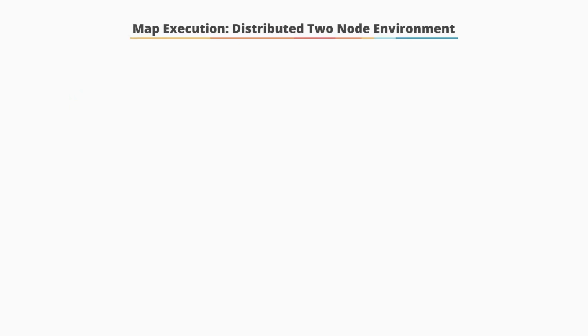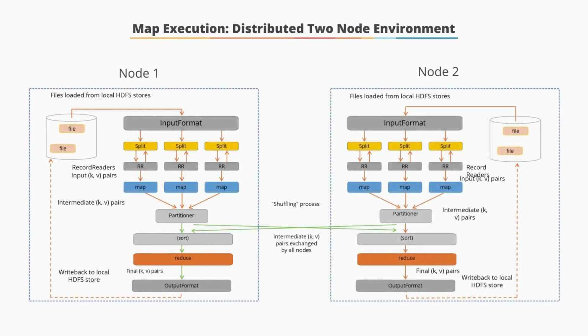Map execution in a distributed two-node environment. The mappers on each of the nodes are assigned to each input split. Based on the input format, the record reader reads the split as a key value pair. The map function is applied to each record to then return 0 or more new records. These intermediate outputs are stored in the local file system. Thereafter, a partitioner assigns the records to the reducer.